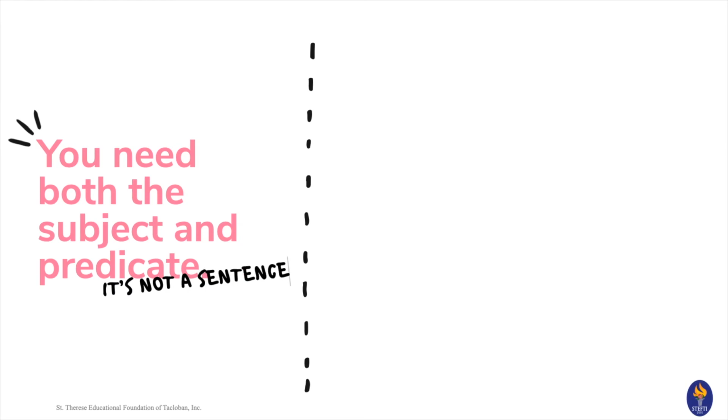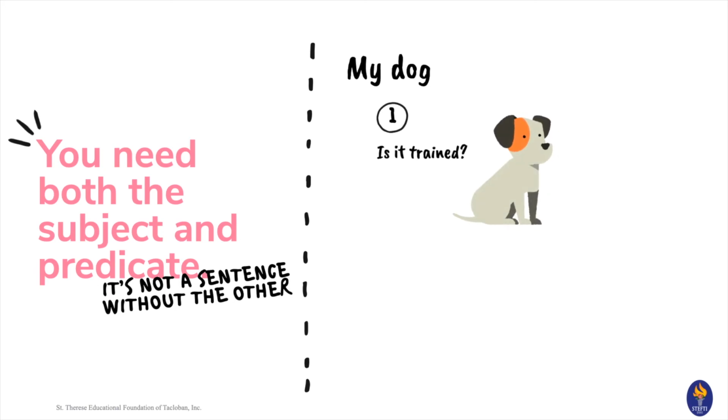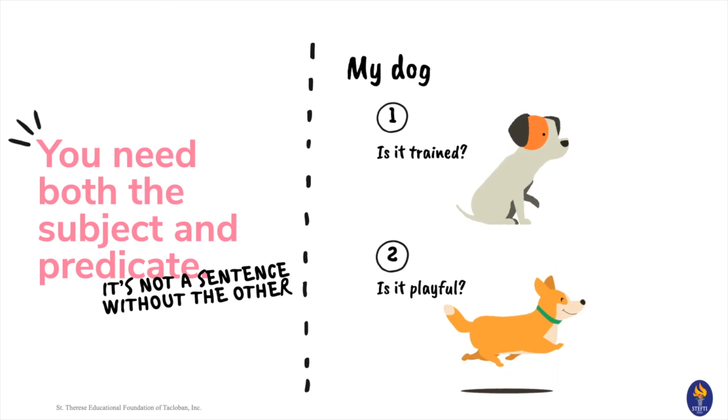Keep in mind that you need both the subject and the predicate to make a complete sentence. If you only have one part, it is not a complete thought. For example, if you only have the subject, my dog, you would have no idea what the subject is or does. Is it trained? Is it playful?